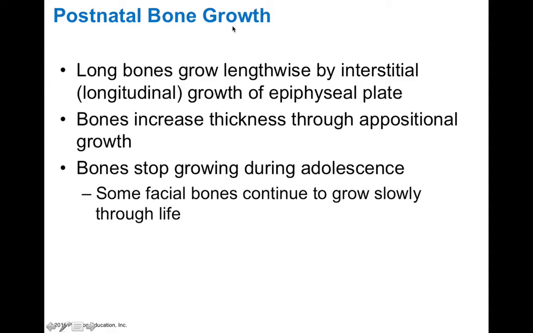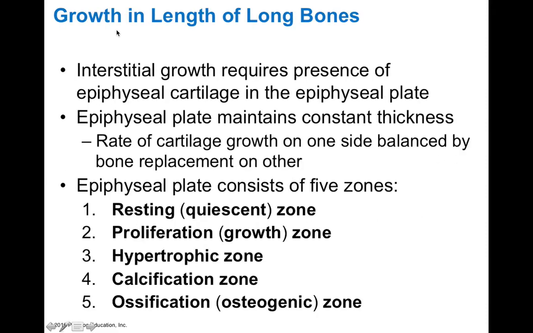Now, what we're going to do next is differentiate different types of bone growth after birth. The first one we'll talk about here is interstitial bone growth. Interstitial bone growth is a lengthening of bone along the longitudinal length of that bone. Bones stop growing during adolescence because of the loss of the epiphyseal plate, but some facial bones continue to grow slowly throughout life. Interstitial bone growth requires the presence of epiphyseal cartilage.